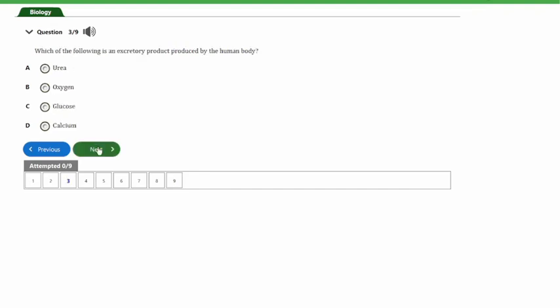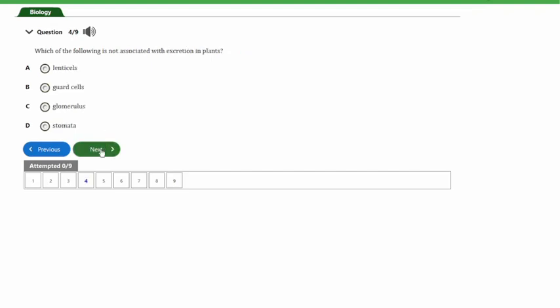So this process is actually known as tanning. So guys, let's look at the next question, and that's question number 3. The question says, which of the following is an excretory product produced by the human body? A. Urea, B. Oxygen, C. Glucose, D. Calcium. So guys, the answer to this question, like you must have guessed rightly, is option A, and that's urea. All the other options here are not excretory products. The body actually needs oxygen, it needs glucose, it needs calcium, so it does not excrete them. But then urea is an excretory product.